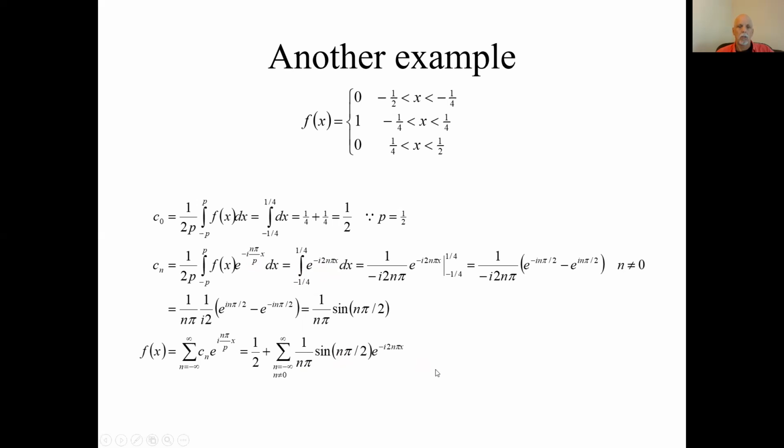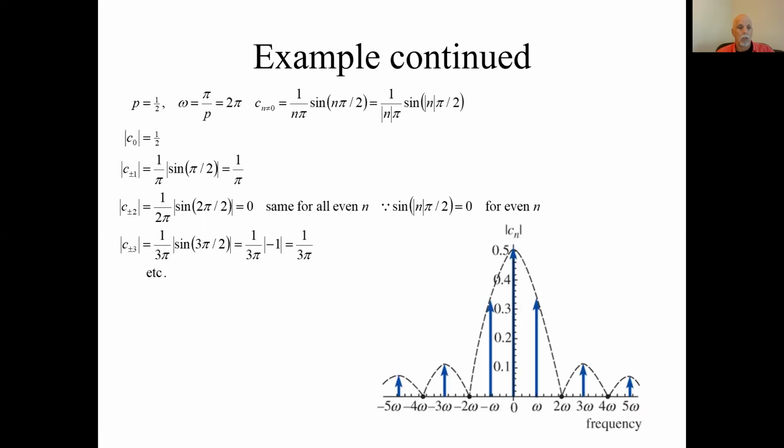Anyway, now for the frequency spectrum of this guy. Here are all the c sub n's except n equals 0. For c0, it's just a half, so its magnitude is just its absolute value, which is the 1/2. As a reminder, P was a half, which means the fundamental frequency, pi over P, is 2 pi. So the fundamental frequency in this case is 2 pi.